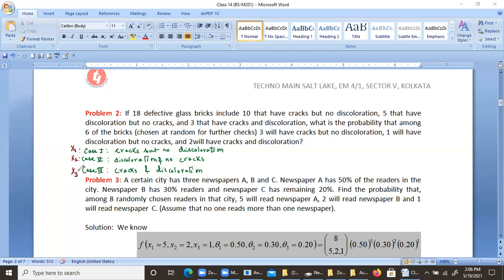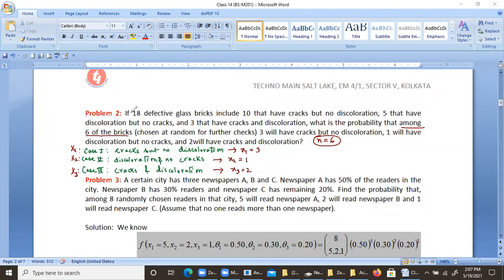And associated to that we can associate random variables to them. Carefully observe that this statement is given among 6 of the bricks. So that means you are studying 6 items. That becomes your small n. And you are trying to check, when you actually repeat this experiment, to which category of cases your outcome falls. Now x1 is equal to 3, because 3 will have cracks but no discoloration. x2 is equal to 1, because 1 will have discoloration but no cracks, and 2 will have cracks and discoloration, so x3 will be 2.